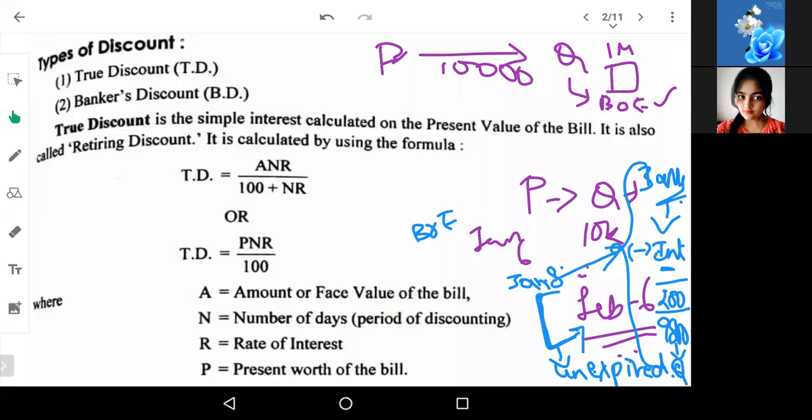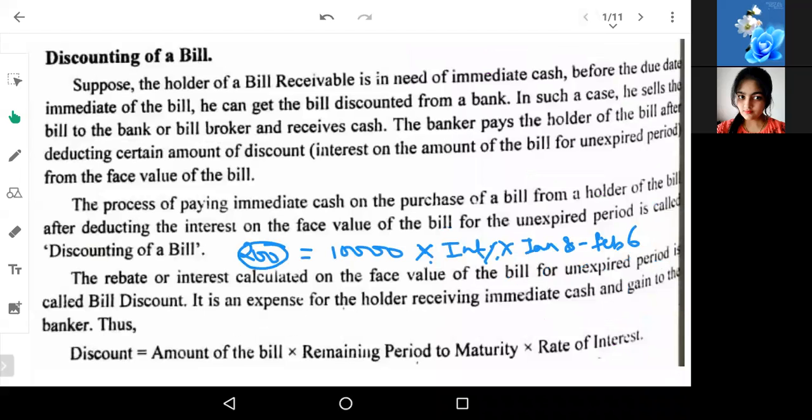Okay, so that is bill's discount. Now, how do we calculate that discount? There is a formula. Amount of the bill, that is the face value, into remaining period to maturity. When did I take it to the bank? On January 8th, I took it to the bank.